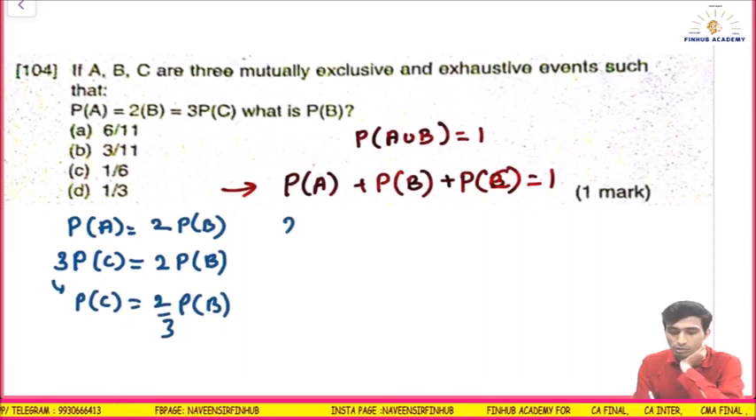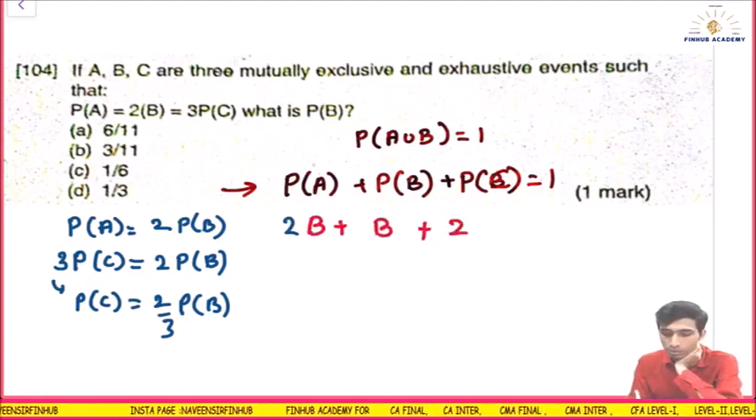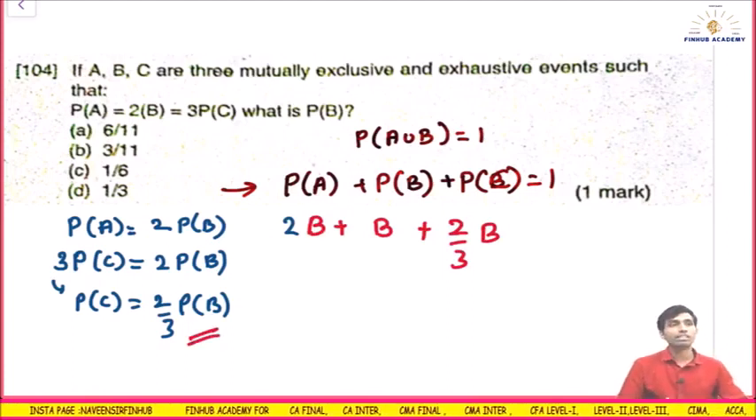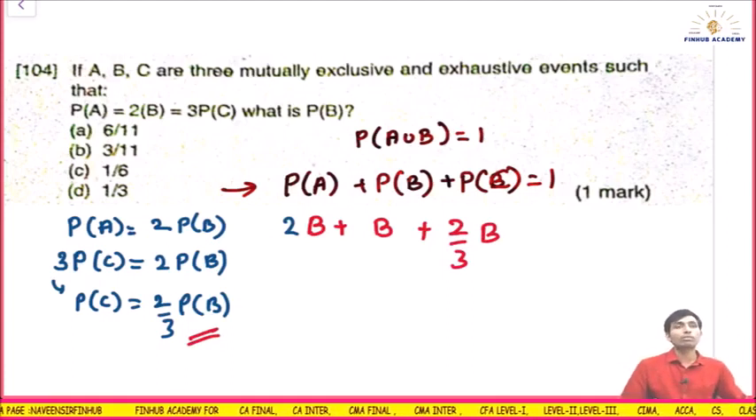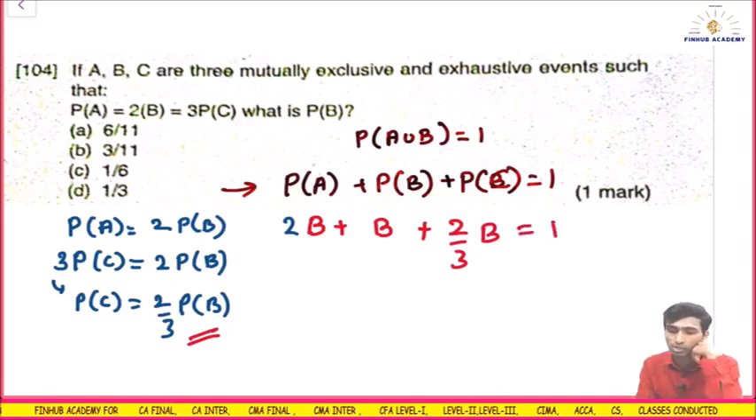So here I can substitute twice probability of B. I will not write probability of B, leave that. 2B plus, let it be B plus, this will be 2 by 3 B. Understood? I substituted this instead of C. I just have to take 3 that side, so it will be 2 by 3. It will be in terms of probability of B. Okay, so what do I get here? This is equal to 1.